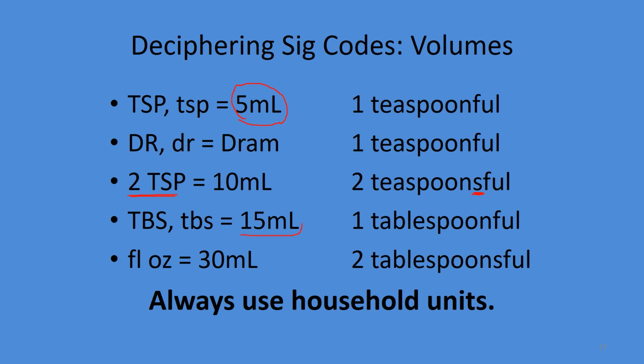That's going to be 15 mLs. So you can see already that you get 3 teaspoons for every tablespoon. 1 fluid ounce for us is approximately 30 mLs. So when deciphering for a patient, we'll tell them to take 2 teaspoons full by mouth.